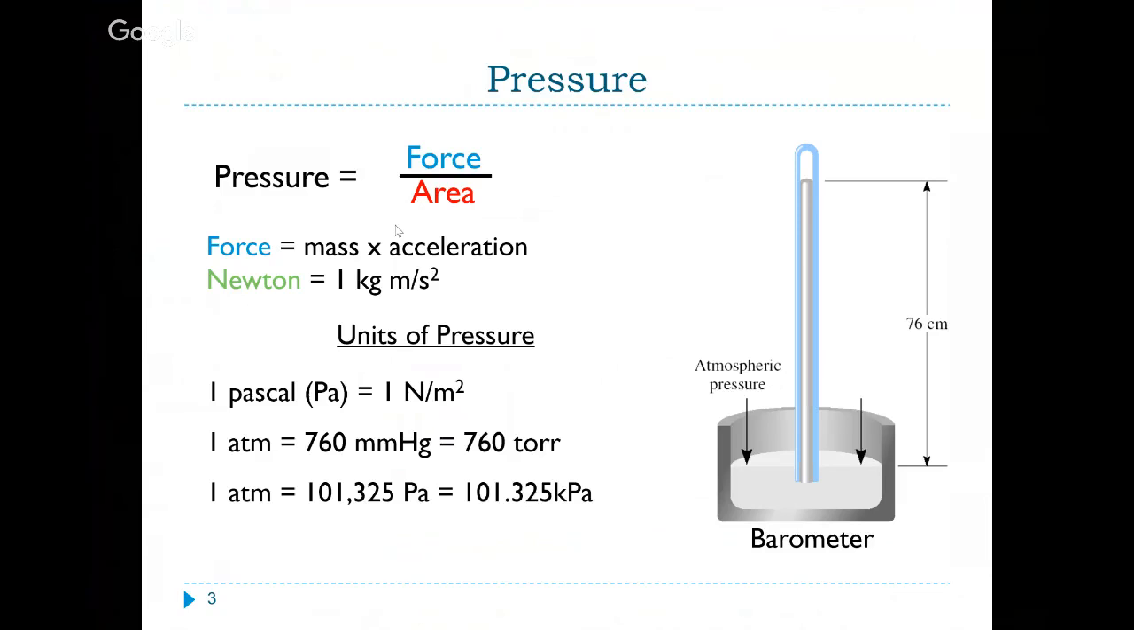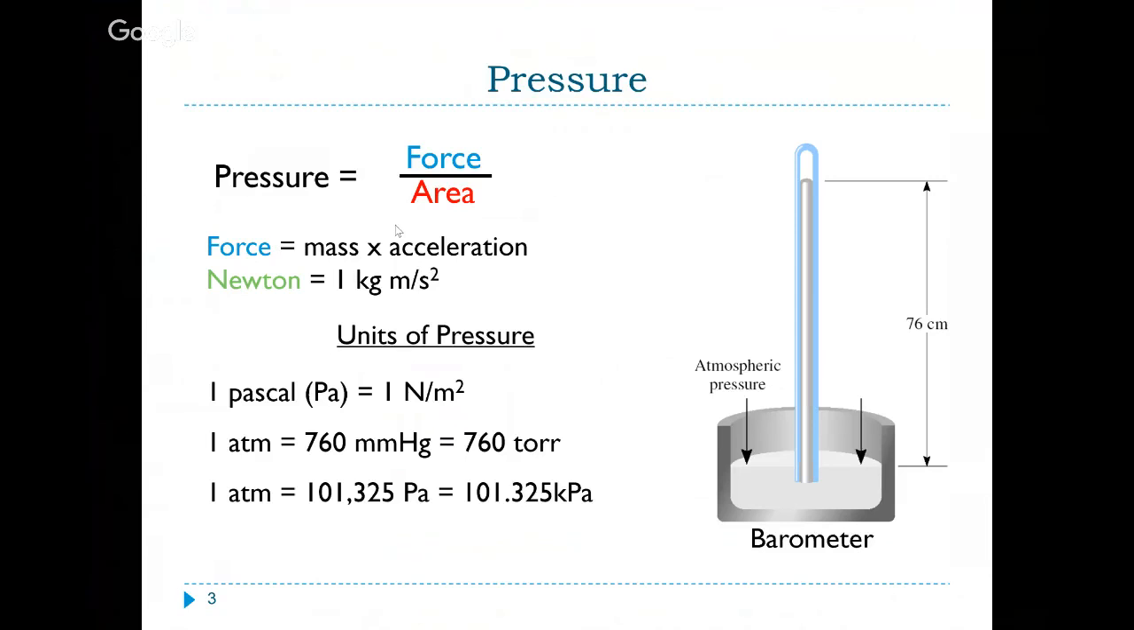On the right-hand side here, this picture is showing a barometer. So we have a pool of mercury, and then we have a tube that is inverted. The density of mercury is 13.6 grams per milliliter, and it's not going to evaporate readily, which makes it a really good liquid to use for measuring pressure.